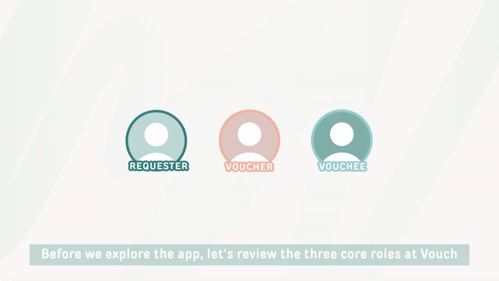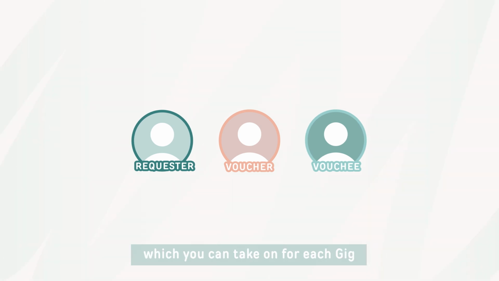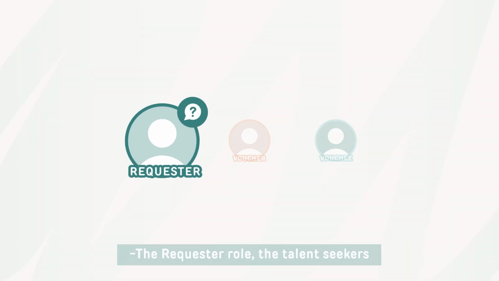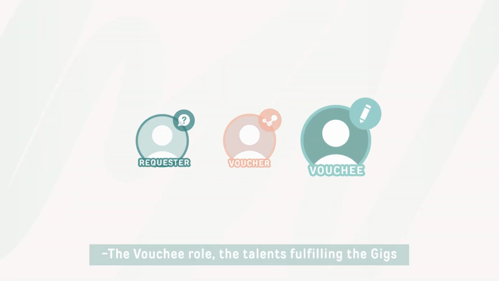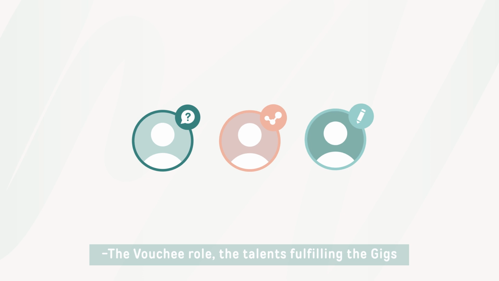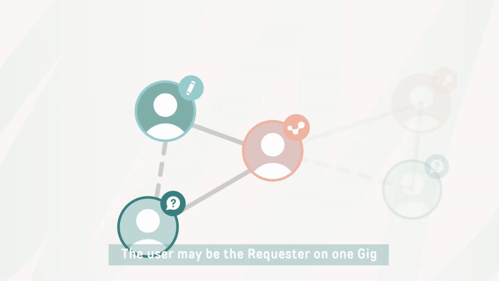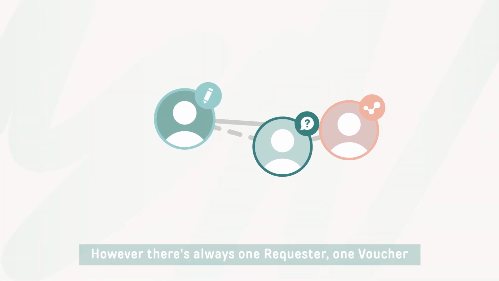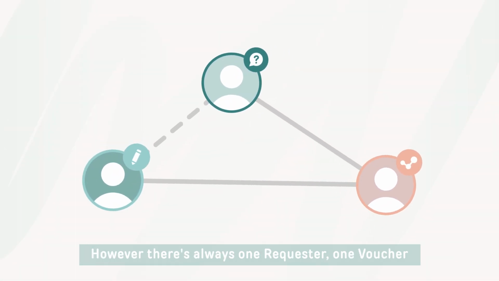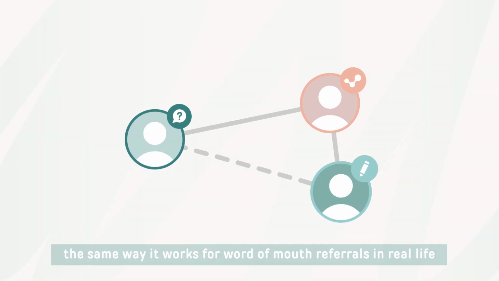Before we explore the app, let's review the three core roles of Vouch which you can take on for each gig. The requester role, the talent seekers; the voucher role, the connectors; and the vouchee role, the talents fulfilling the gigs. Users can play any of the three roles on a gig by gig basis. A user may be the requester on one gig, and maybe the vouchee or voucher on another. However, there is always one requester, one voucher, and one vouchee per gig, the same way it works for word of mouth referrals in real life.